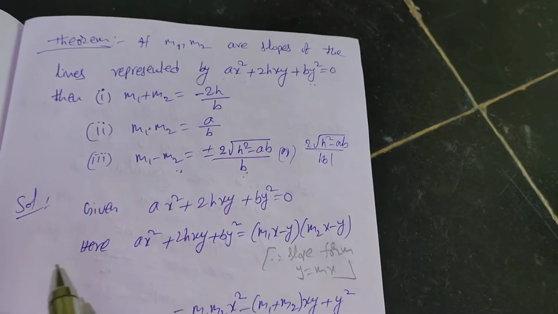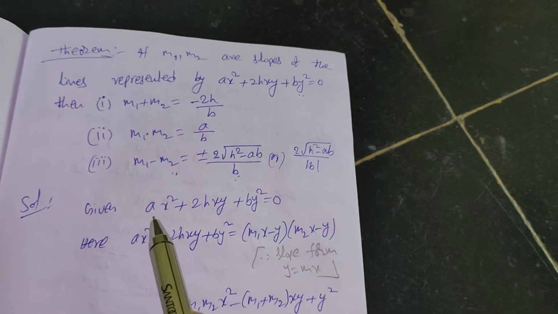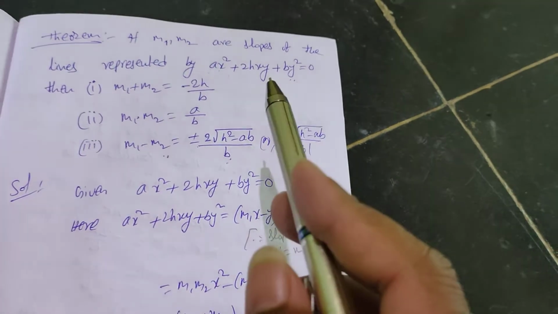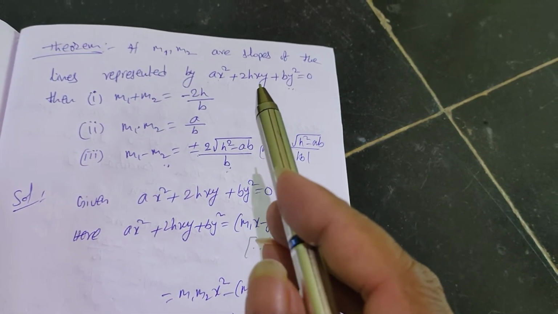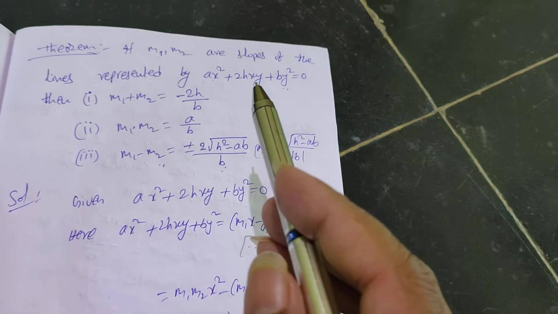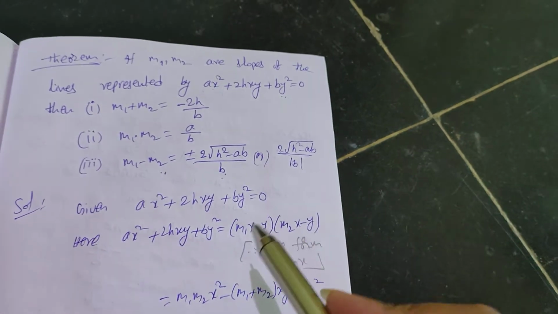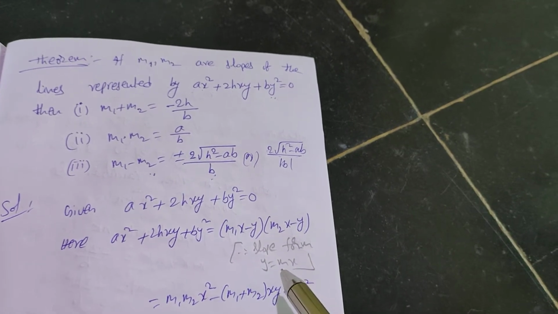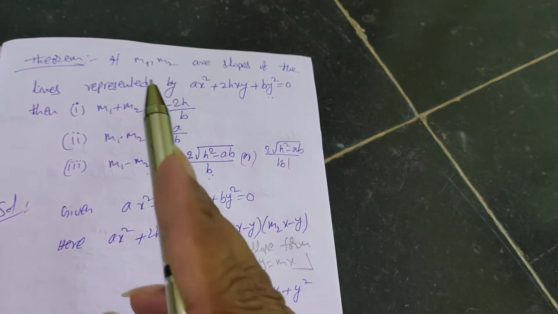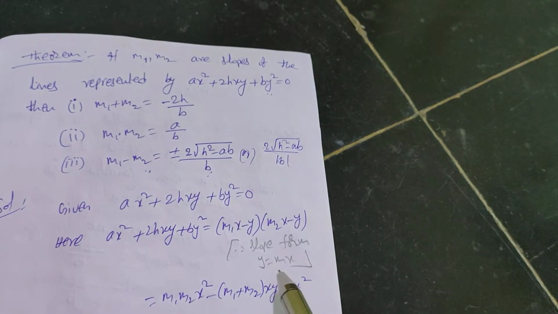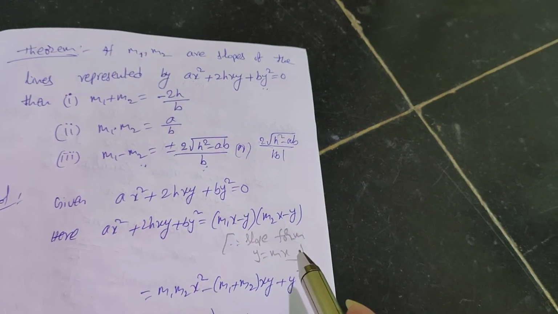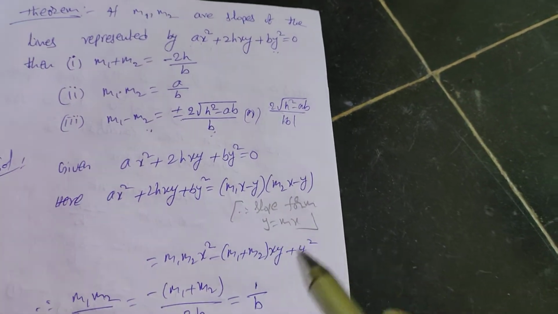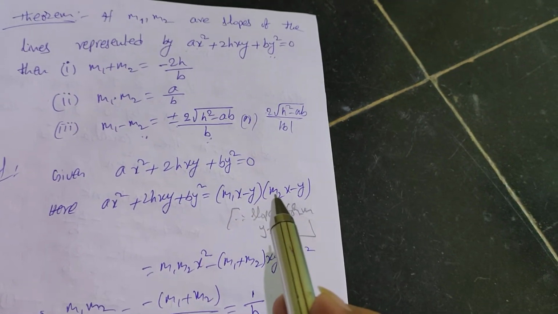So now come to the point. This proof: ax² + 2hxy + by² = 0 is the given equation. The pair of two straight lines for this curve, in slope form, take y = mx, so transposing, with slopes m1 and m2, we get m1x minus y and m2x minus y. You can write it like this. If you multiply these, what do you get?